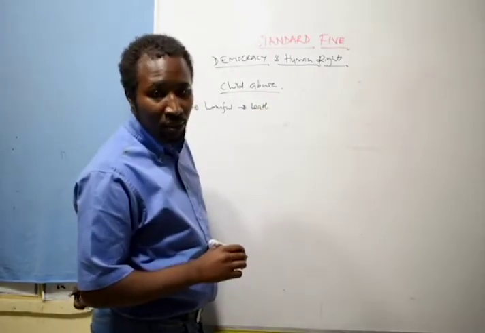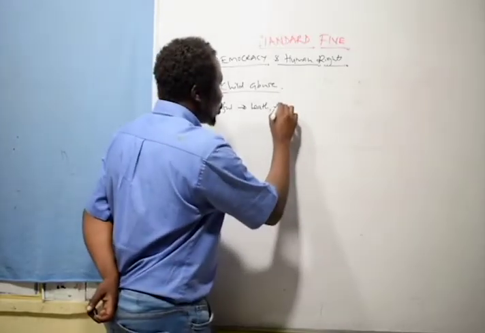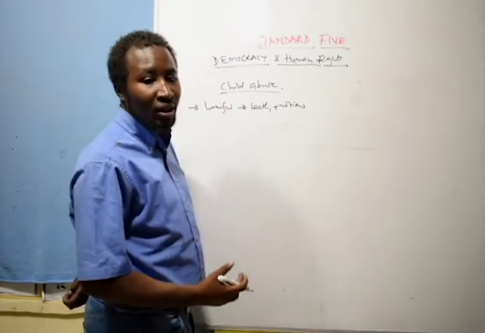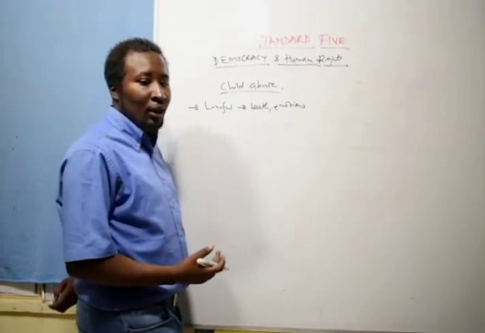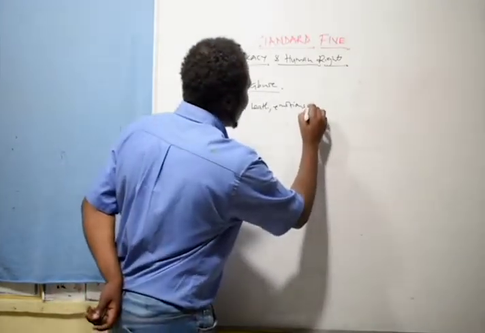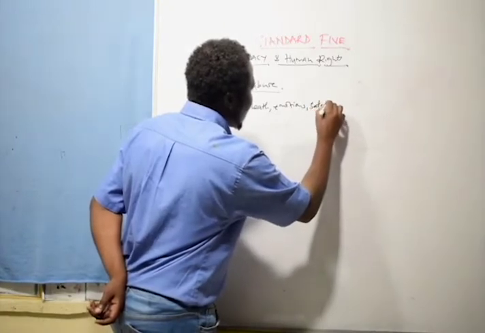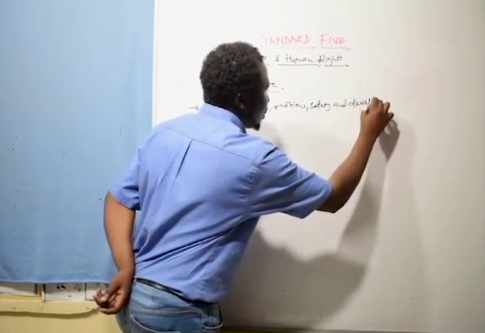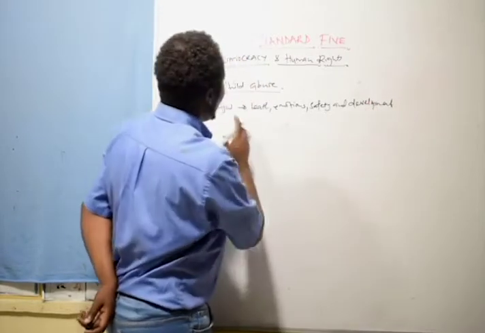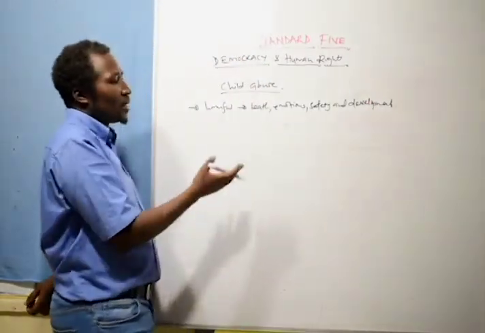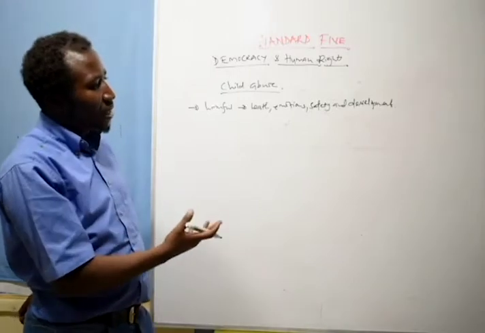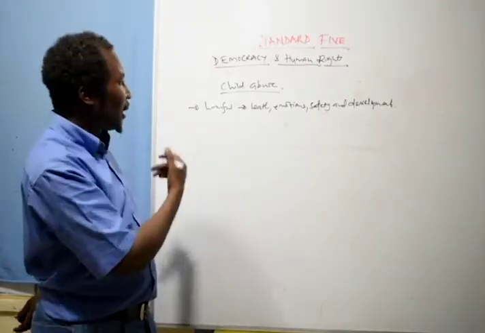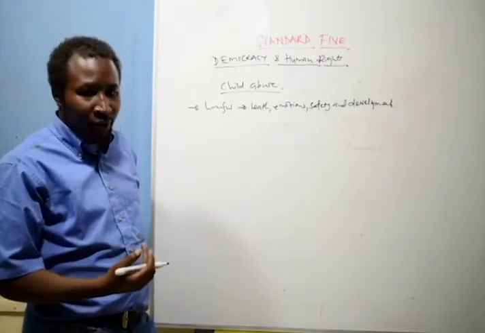You could talk about emotions in a negative way. It will affect the child's emotion, health, and also safety and development of the child. So this is anything harmful done to a child that will affect his health, his emotion, safety, and also his development. So it's very important that we take care of our children that we have.